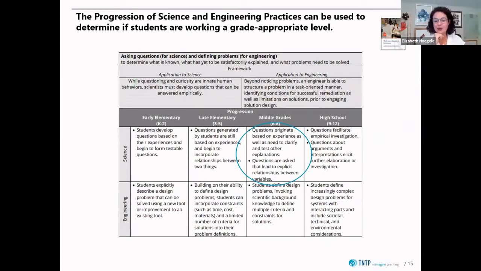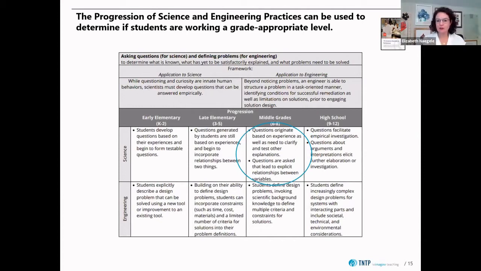For sixth through eighth graders, the way kids should be asking questions is different from how they're asking questions in K-2 or 3-5. These progressions are really helpful for us to understand what it looks like at that age. So for asking questions, the question should originate based on their experience, and the question should lead to explicit relationships between variables.